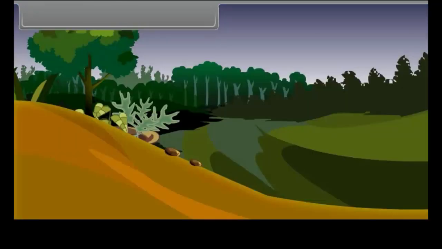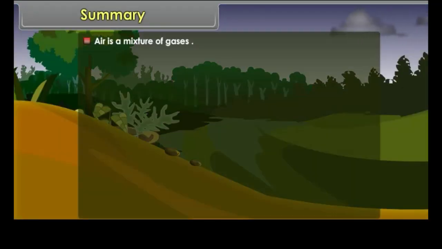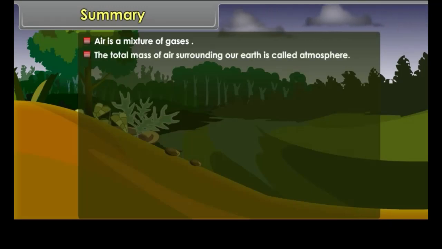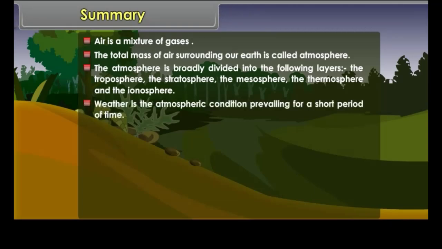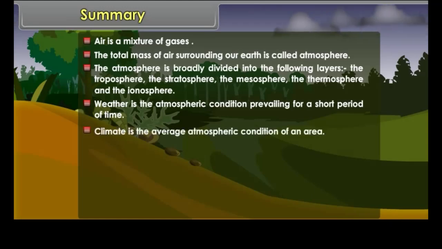Summary. Air is a mixture of gases. The total mass of air surrounding our Earth is called atmosphere. The atmosphere is broadly divided into the following layers: the troposphere, the stratosphere, the mesosphere, the thermosphere, and the ionosphere. Weather is the atmospheric condition prevailing for a short period of time. Climate is the average atmospheric condition of an area.